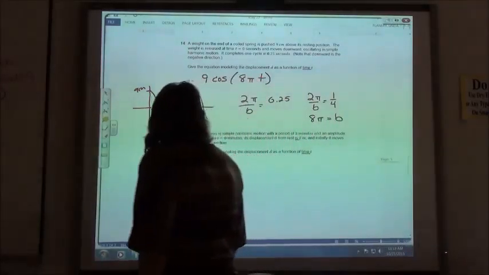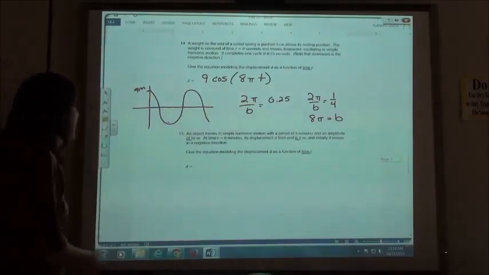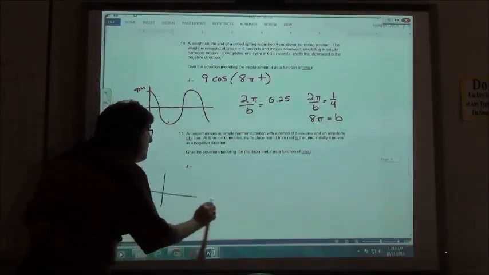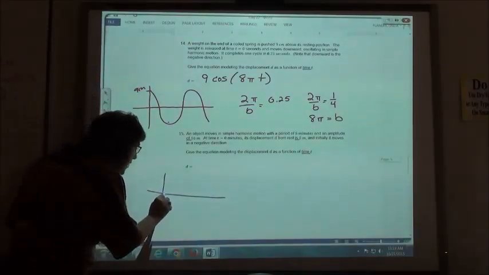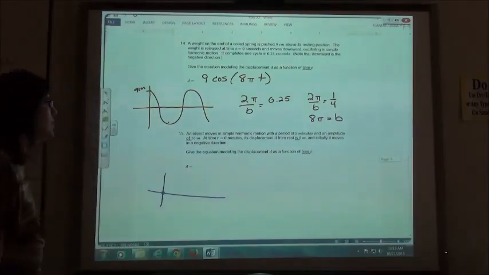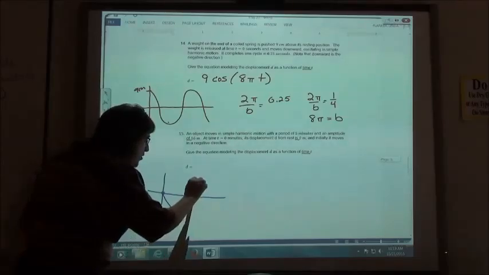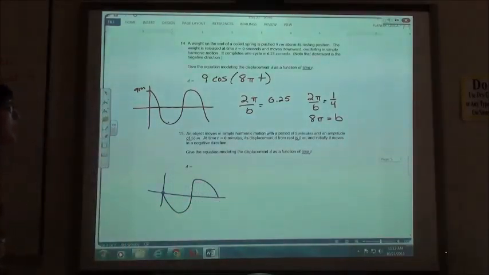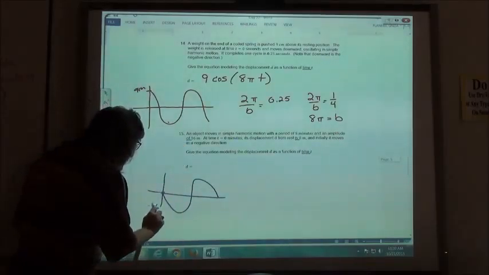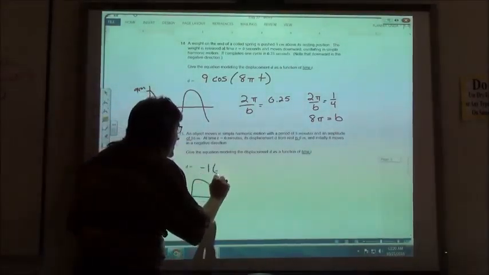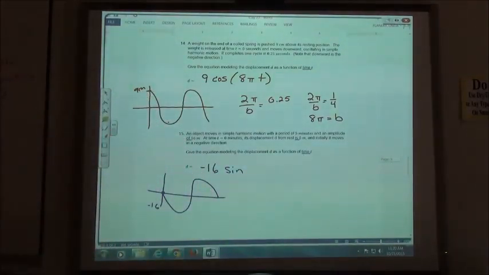Number 15 says an object moves in simple harmonic motion with a period of 5 minutes and an amplitude of 16 meters. At time t equals 0 minutes, its displacement is 0 meters. So again, this one's saying it's starting at 0, 0. It initially moves in the negative direction, so it's going to go down first and do my sine curve going in the negative direction first. My amplitude is 16, so I'm going to have negative 16 times my sine, since I have my sine curve.